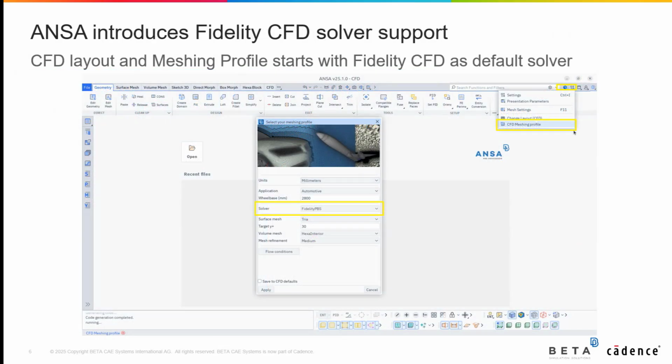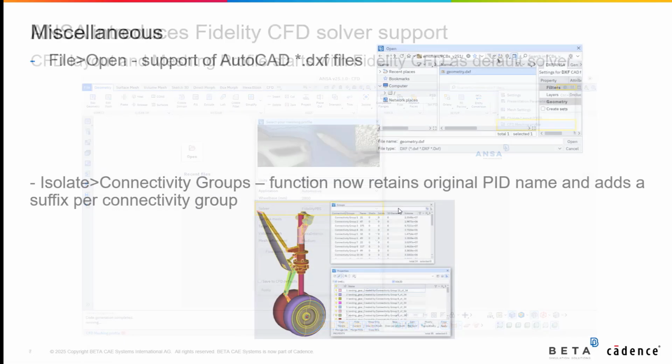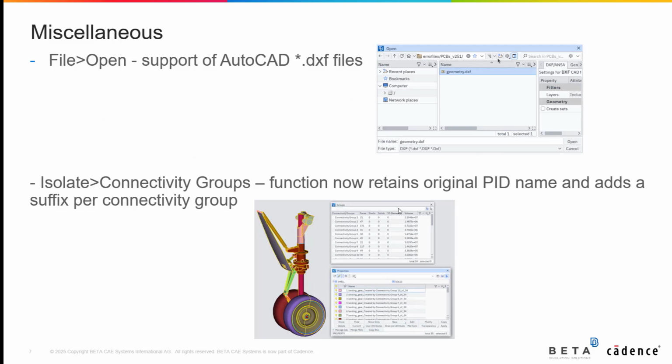So now Answer version 25.1 starts with Fidelity CFD as the default CFD deck. The CFD meshing profile function, which is accessible through settings, also has the corresponding options for Fidelity CFD. Other improvements in Answer 25.1 include the support of native AutoCAD DXF files and some improvements in the function isolate connectivity groups, where the function now retains the original PID name and adds a suffix per connectivity group.